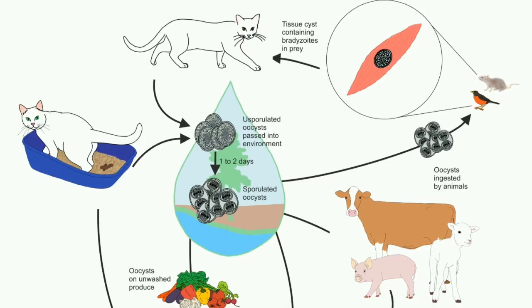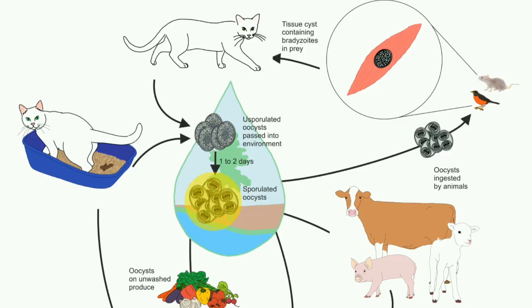Cats will ingest uncooked meat containing tissue oocysts. Bradyzoites are then released after digestion in the stomach and small intestine. They invade the intestinal epithelium and undergo sexual replication. Oocysts are then released in the feces by 3 days after infection and may be released for as long as 3 weeks. Oocysts sporulate outside the cat within 1 to 5 days and remain viable in the environment for several months.